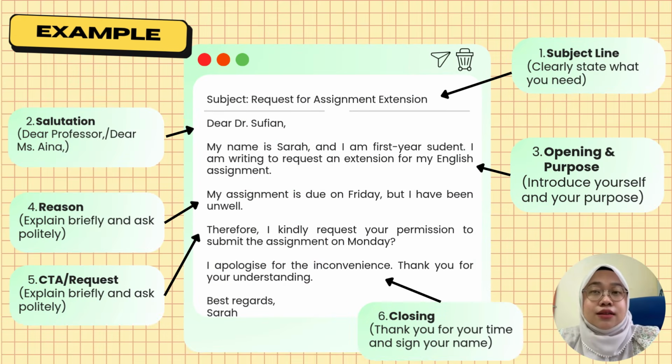Let's look at Sarah's email to Dr. Sufyan. Notice how every element maps to our structure. The first one, subject, which is a specific and concise request for assignment extension. How about the salutation? It's very professional. Dear Dr. Sufyan, very direct. Okay, how about the purpose and reason? Sarah introduces herself, states her purpose, and gives a valid reason, which is she's unwell.